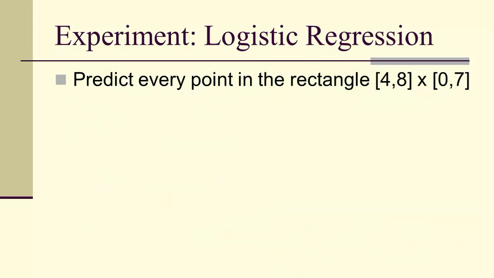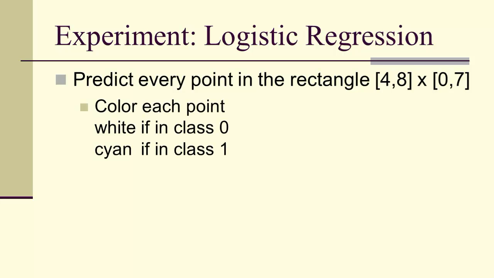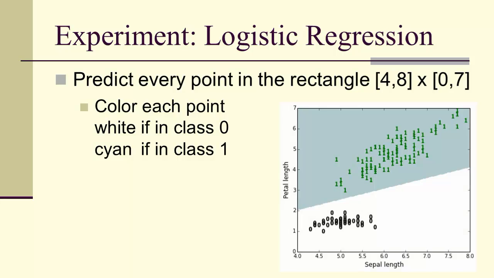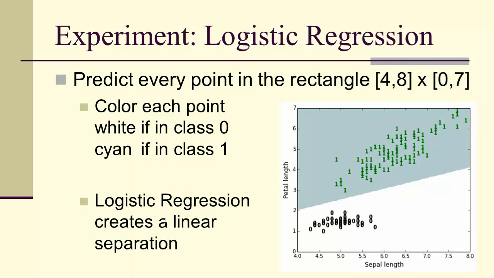And then we're going to predict every point in the rectangle 4, 8, cross 0, 7. We'll color the point white if it's in class 0 and cyan if it's in class 1. Of course, we're doing this on a mesh, but it's a very fine mesh, so the result looks like we've done it at every point. And you'll notice that the logistic regression created a linear separation.